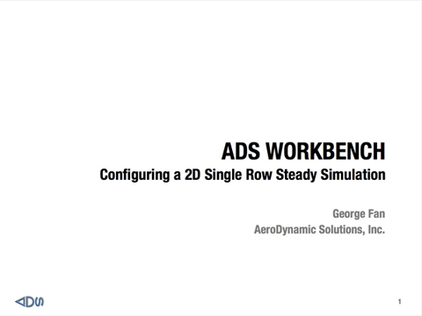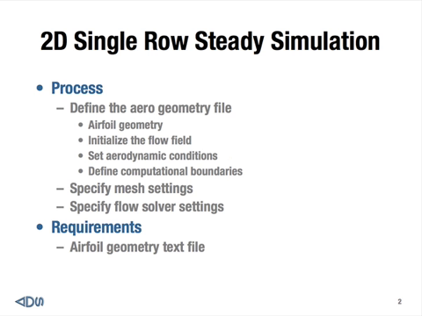In this session, we'll be focused on configuring a 2D single-row steady simulation. Here's the process we'll go through to set up the run. First, we'll need to create an aerogeometry file definition. This involves specifying the 2D airfoil geometry, initializing the flow field, defining the aerodynamic conditions at the inlet and exit, and setting the computational boundaries.